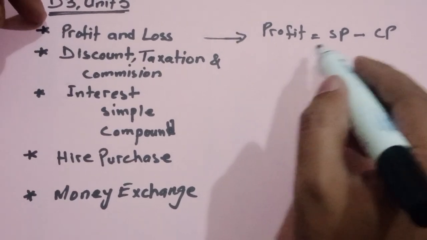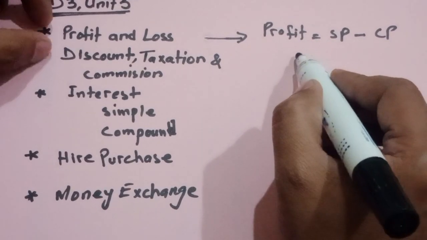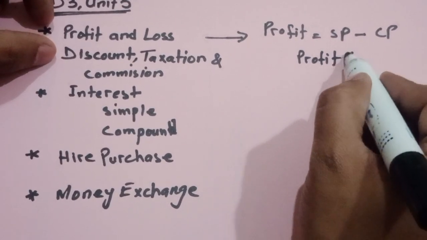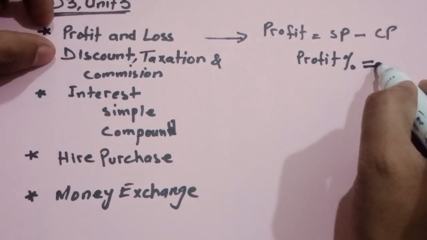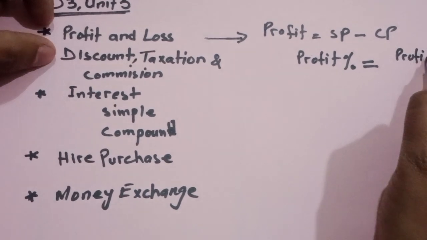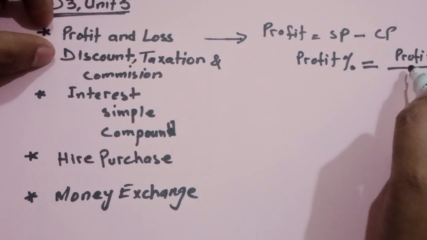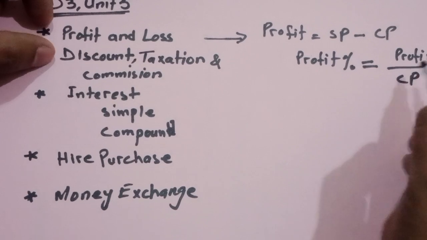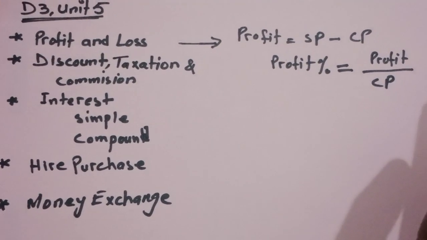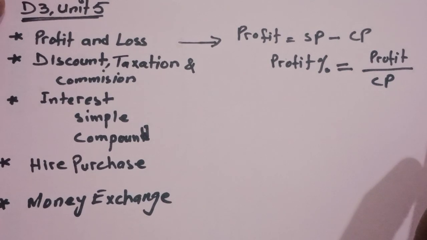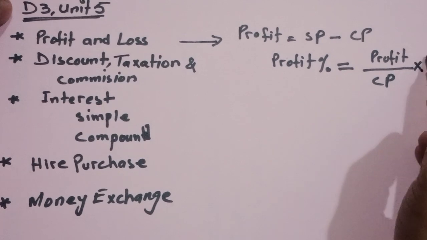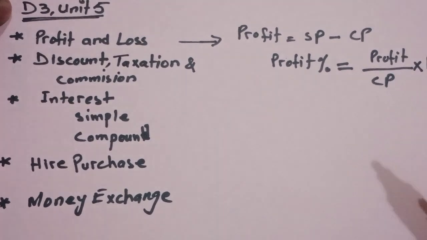Then for profit further, we can talk about profit percentage. Profit percentage is based on the amount of profit divided by the cost price. This is based on the amount of the cost price which is paid for a particular object. As we are calculating a percentage, we need to multiply that fraction by 100.